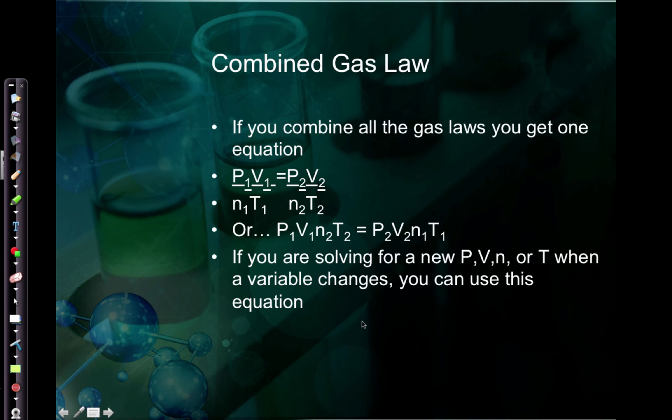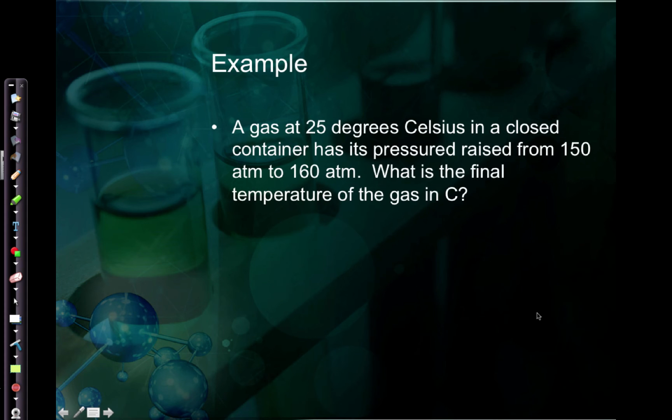Okay, so if you're solving for a new pressure, volume, amount, or temperature, so if a variable changes, you use this equation. And then if it doesn't list any of the variables, or if it says that it's constant, you just take it out of the equation. You don't worry about it. So if the pressure is being held constant, or if the amount of gas is being held constant, you can just take that variable out of the equation.